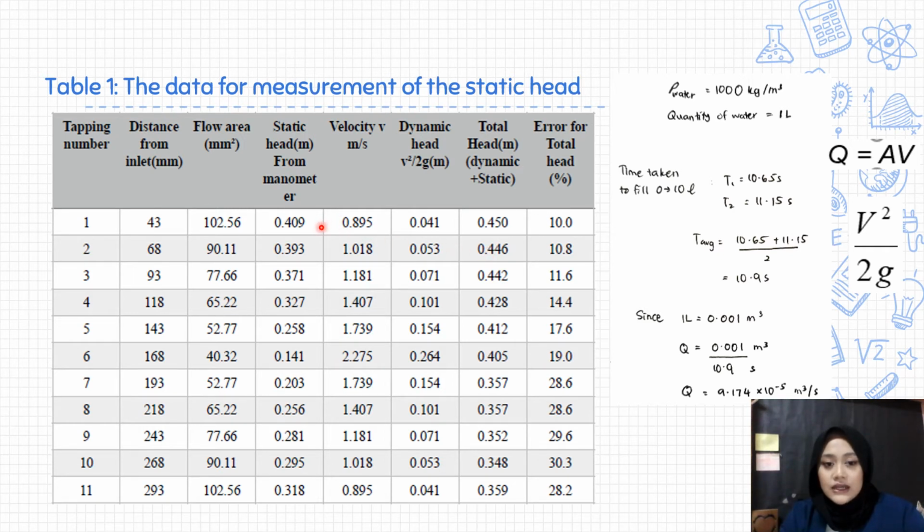I would like to highlight the pattern of static head here. You can see it started with quite a high value and reduces until half, which is the 6th manometer, and it starts increasing from 7 until 11. This situation is almost similar with dynamic head. Instead, it is reversed: it starts very small and increases until half, and from the 7th it starts to reduce until the 11th manometer.